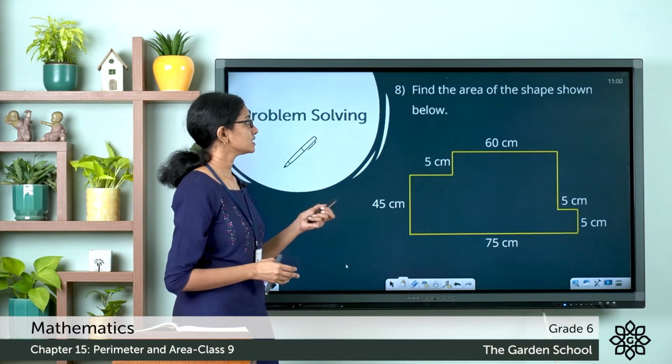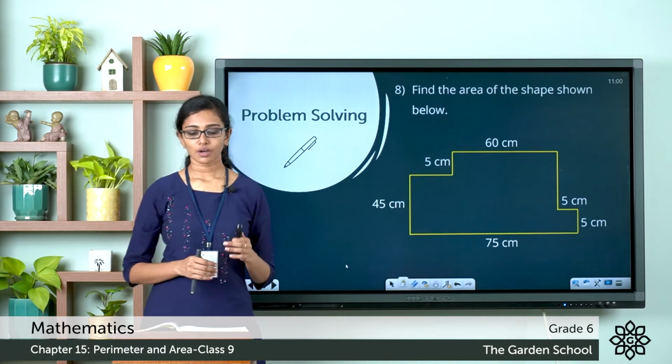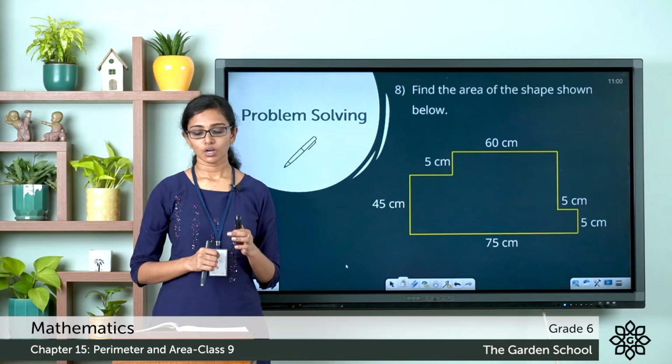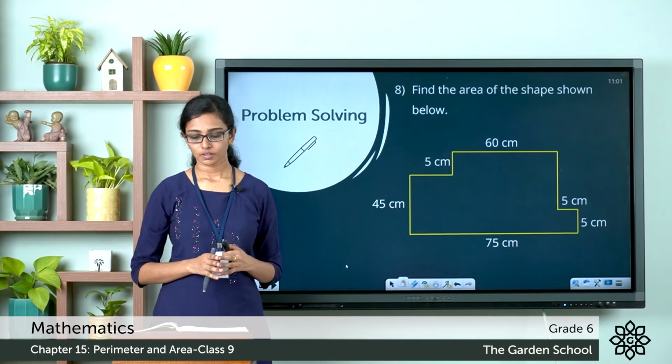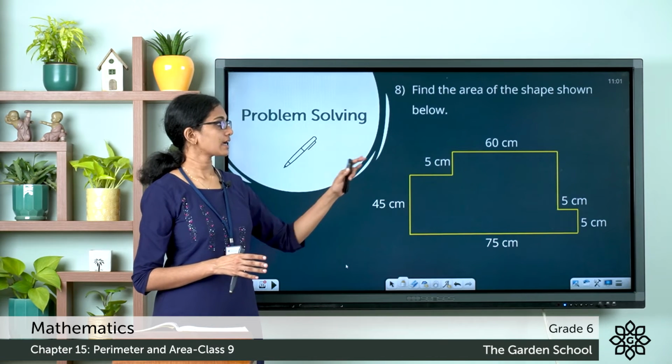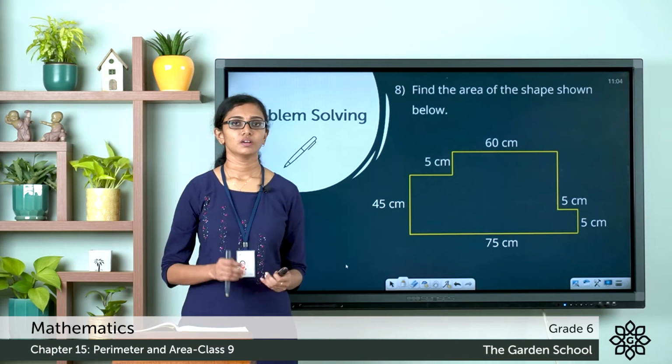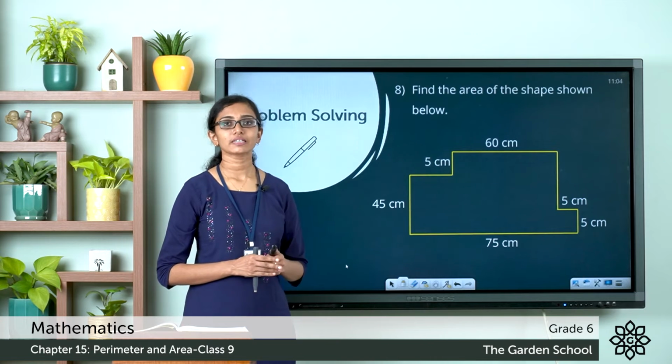Now, let's discuss the 8th question. It says, find the area of the shape shown below. So you can see this figure in your textbook. You are asked to find out the area enclosed by this shape. So you can say it's not a regular polygon given here.